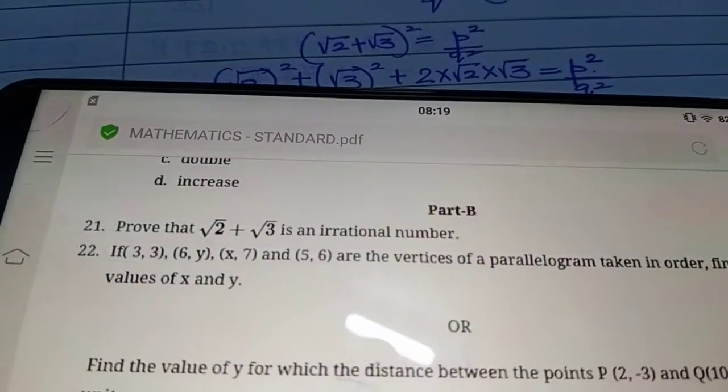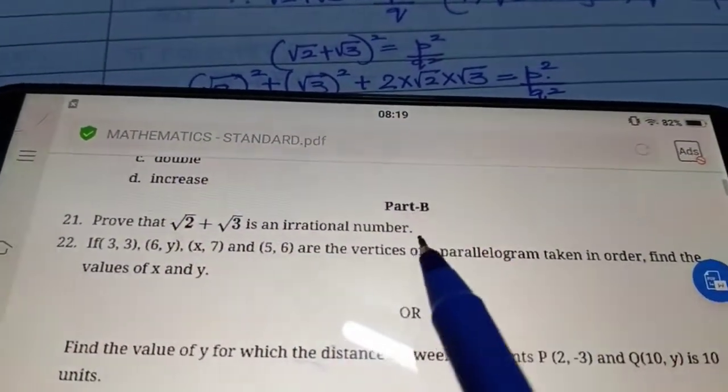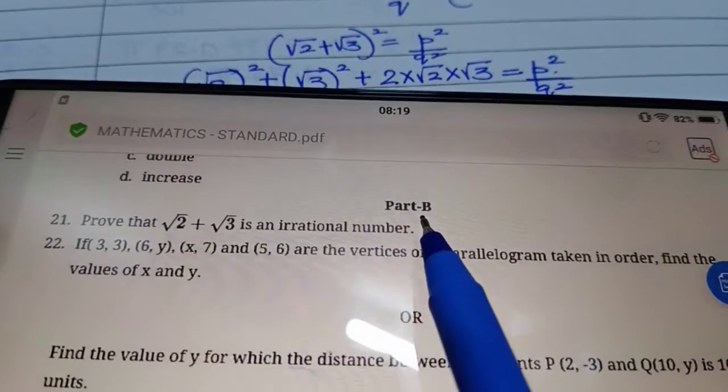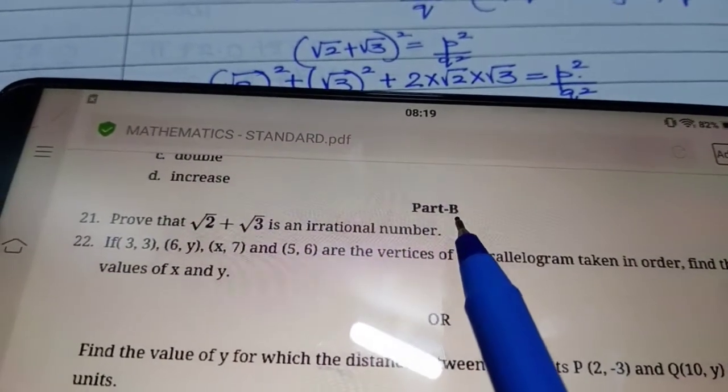Good morning, children. Now we are in part B of the standard paper. We have finished part A, which had the case study as well as 1 mark questions. So now we are going to go with this part B question.